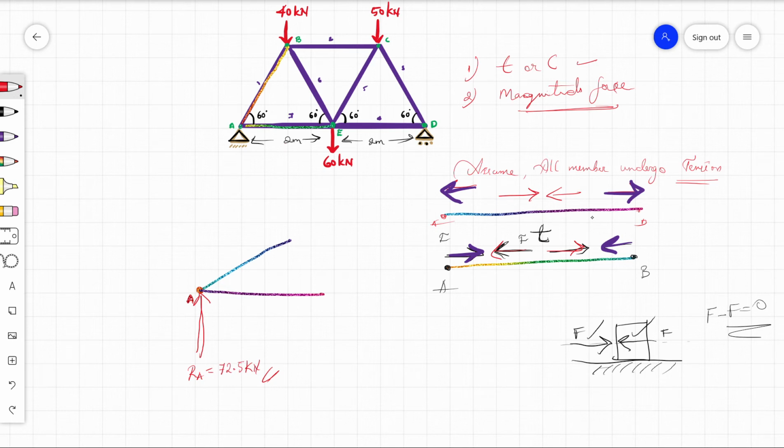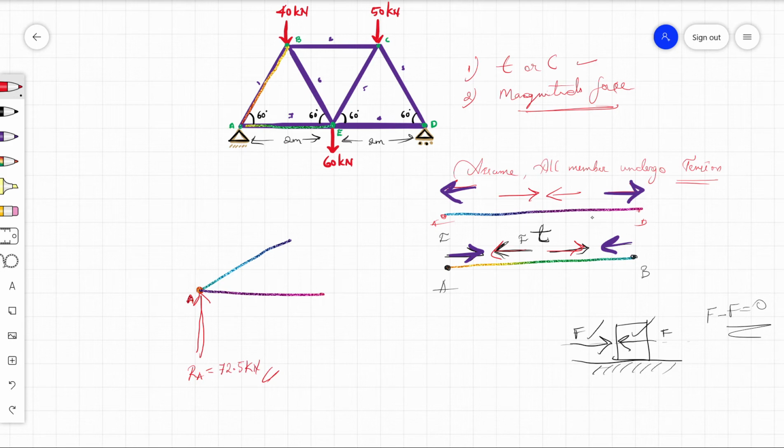So if one beam or one truss is given, our aim is to find whether this member is undergoing tension or compression. That is what we need to find. And the second thing is, whatever force is acting, if I call it force AB over here, what is the magnitude of that force? These are the only two things we need to find, and that's what we call an analysis.